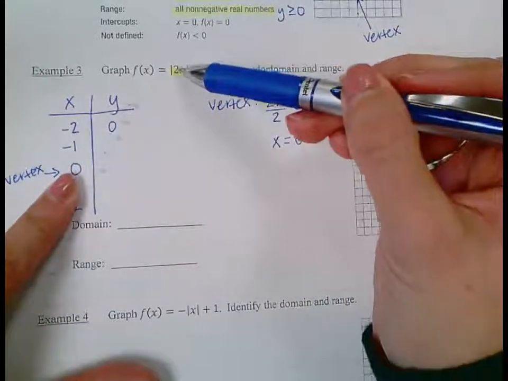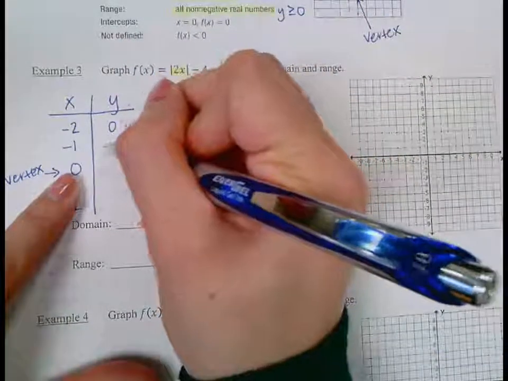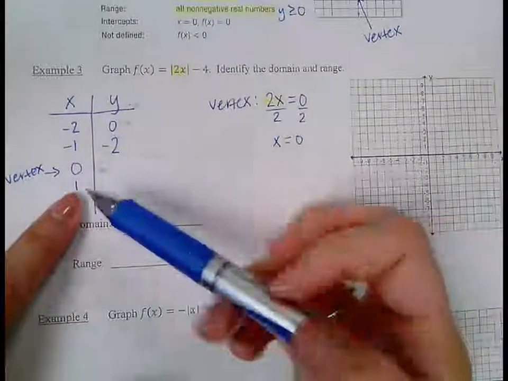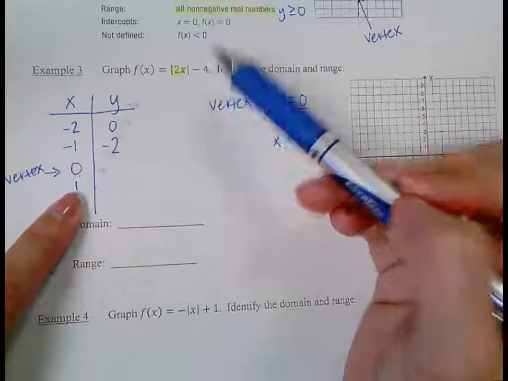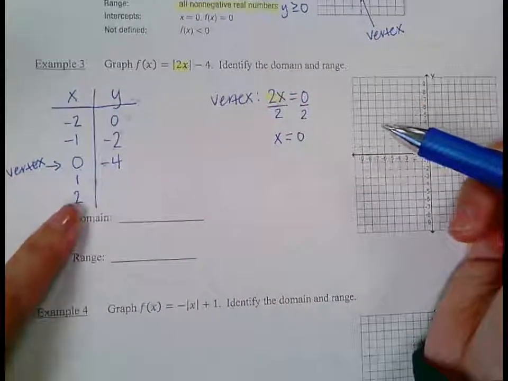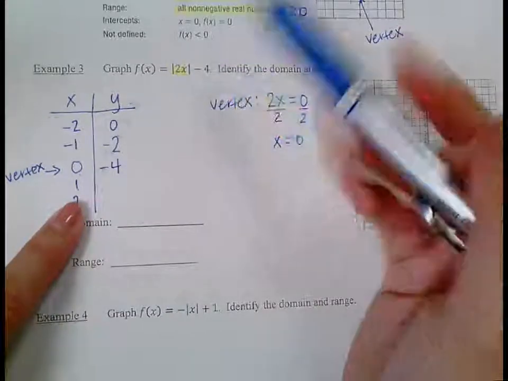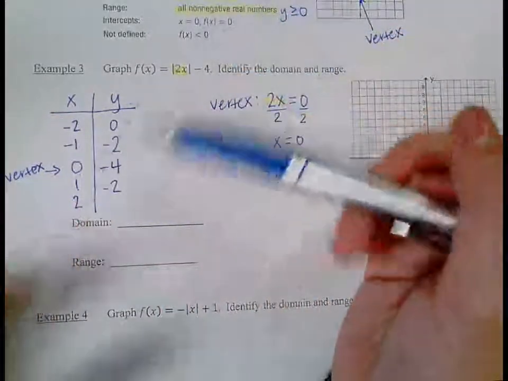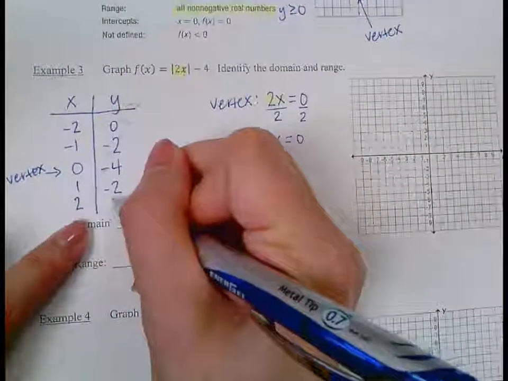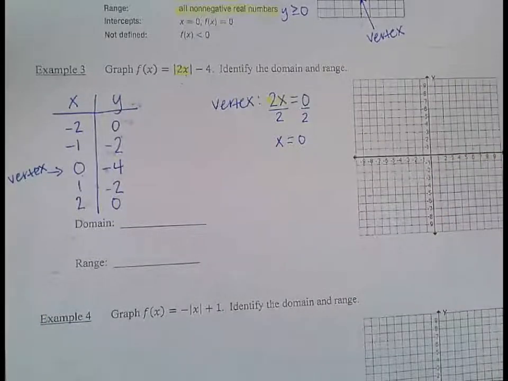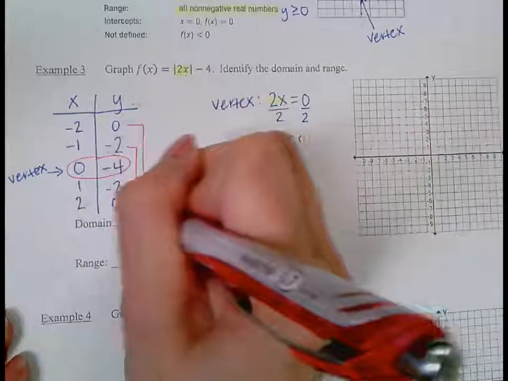If x is negative 1, 2 times negative 1 is negative 2. The absolute value is positive 2. Minus 4 is negative 2. If x is 0, 2 times 0 is 0. The absolute value is still 0. Minus 4 is negative 4. If x is 1, 2 times 1 is 2. The absolute value is 2. Minus 4 is negative 2. And then if x is 2, 2 times 2 is 4. The absolute value is 4. Minus 4 is 0.